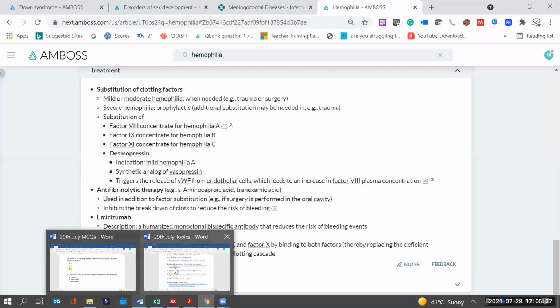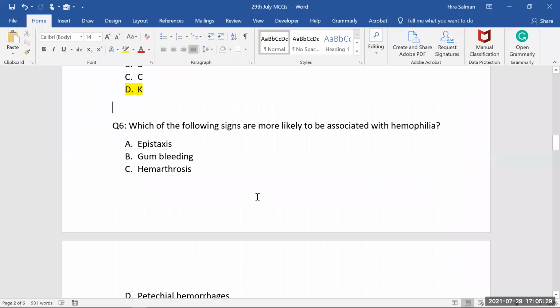So let's have a look at the questions. Here it says, which of the following signs are more likely to be associated with hemophilia? Just after seeing that sign, you have to make a diagnosis. Okay, the baby must be having hemophilia.